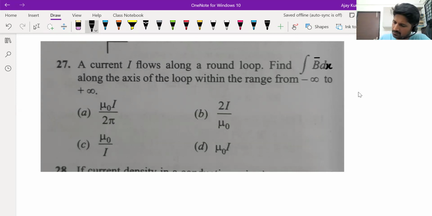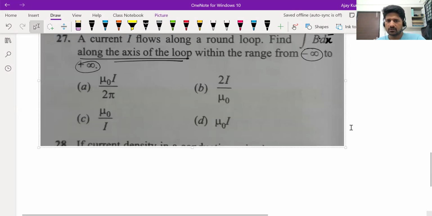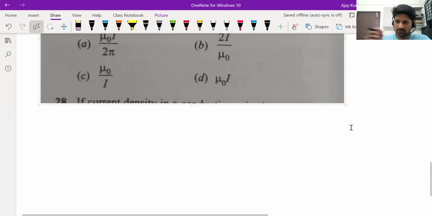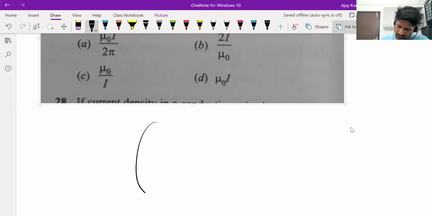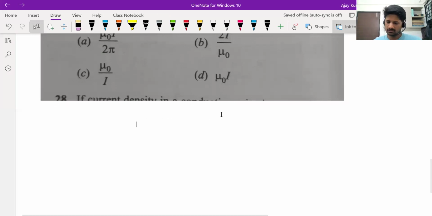It should actually be B dot dx. Anyway, the dot product will get removed easily. And along which path do we want to integrate that? Integral B dot dx along the axis of the loop from minus infinity to plus infinity. Okay, let us understand the question first. A current I flows along a round loop. Let us visualize that. And they're talking about integrating on the axis. So we need to visualize a round loop and its axis. We'll do that first. Let's say this is the round loop. There are different ways to solve, many ways to solve a question.